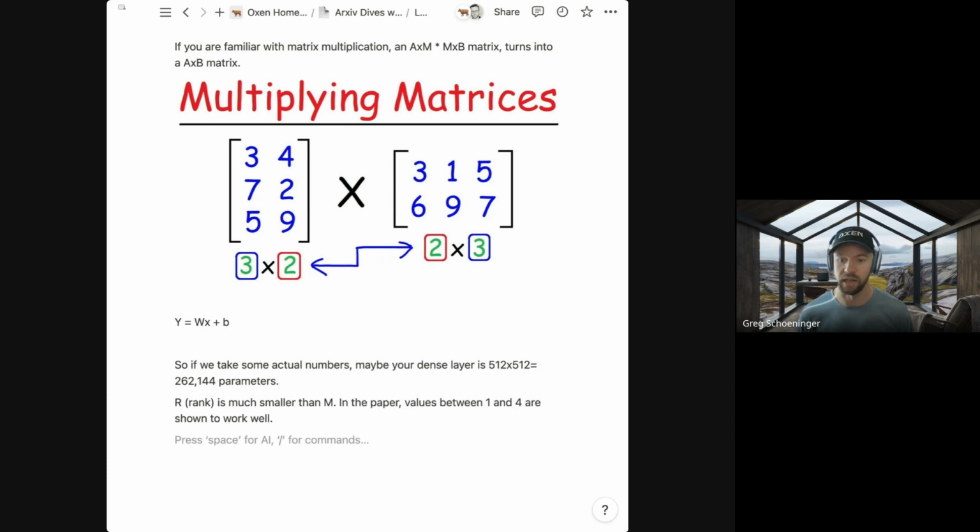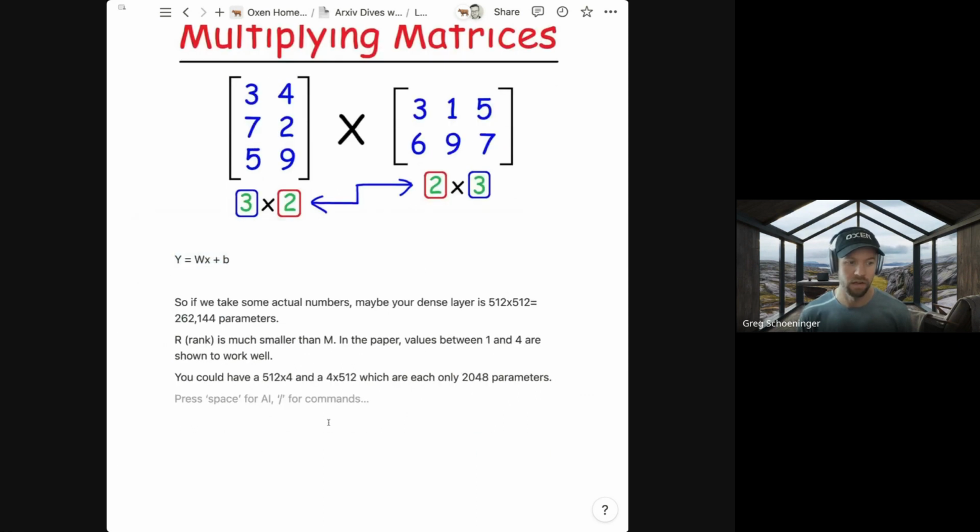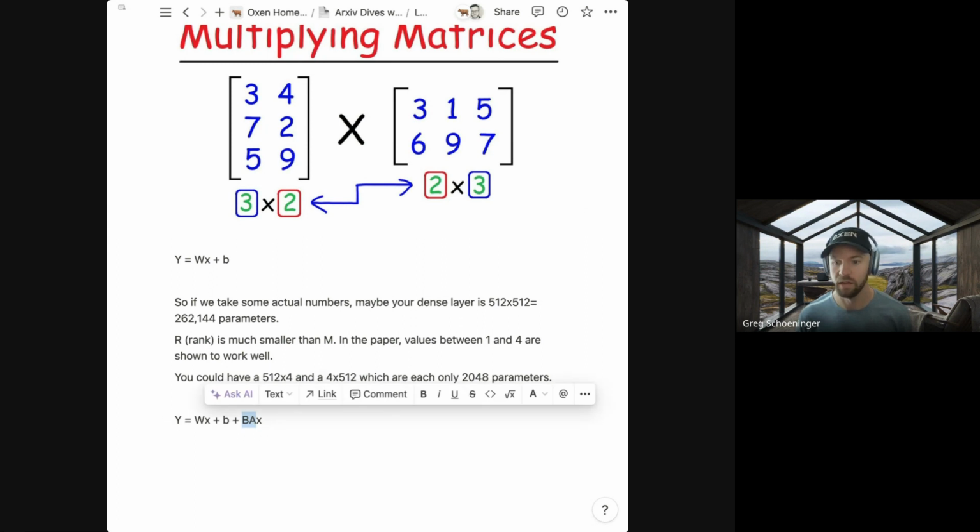And what they do is they make two matrices on the side. If we're using our 512 example and a rank of 4, you could have an A matrix that is 512 by 4, and then a B matrix that's 4 by 512. And that's only 4,000 trainable parameters instead of 200,000. So if you look at our initial equation, it's y equals wx plus b. They just modify it to y equals wx plus b plus b times a times x.